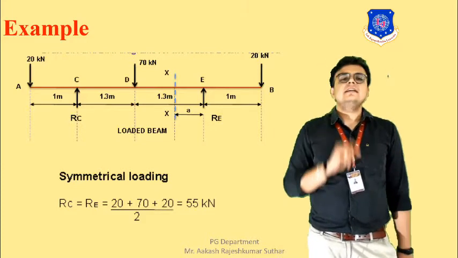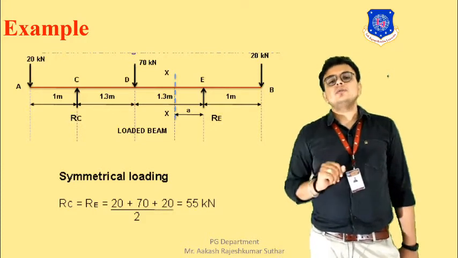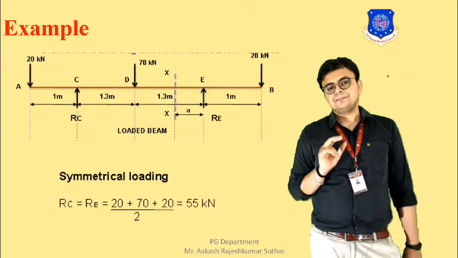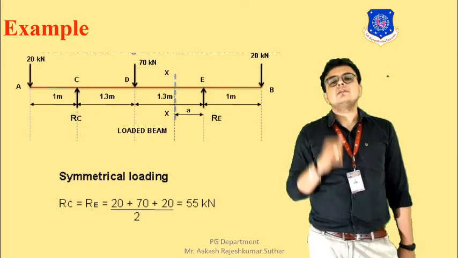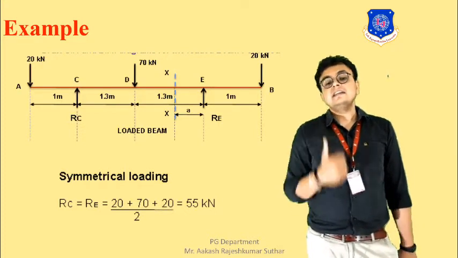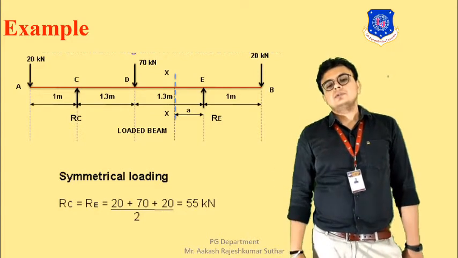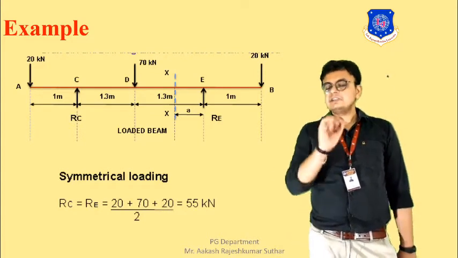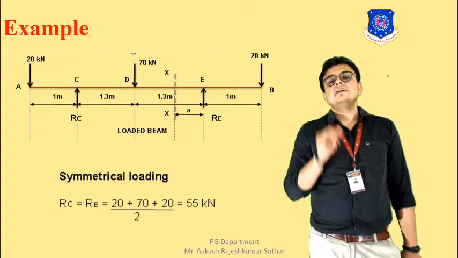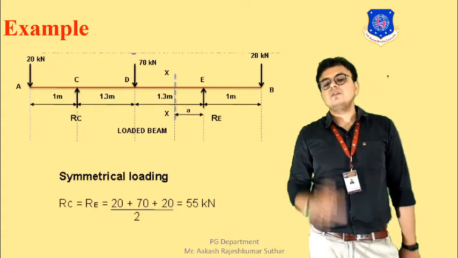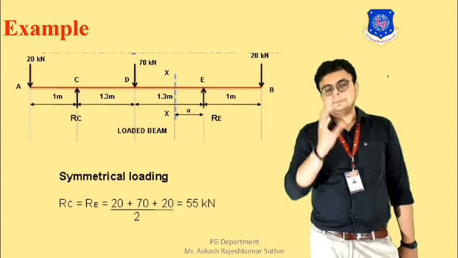At A it has a 20 kilonewton concentrated load. At B, it has a 20 kilonewton concentrated load, and at D, it has a 70 kilonewton concentrated load. The first thing we need is to find the support reactions, meaning we need to find RC and RE.